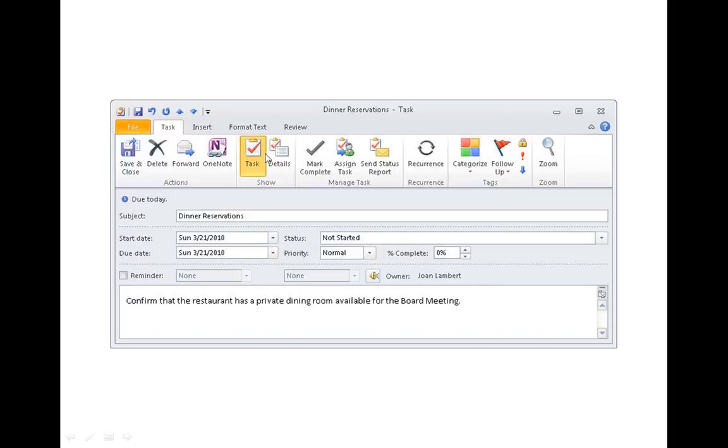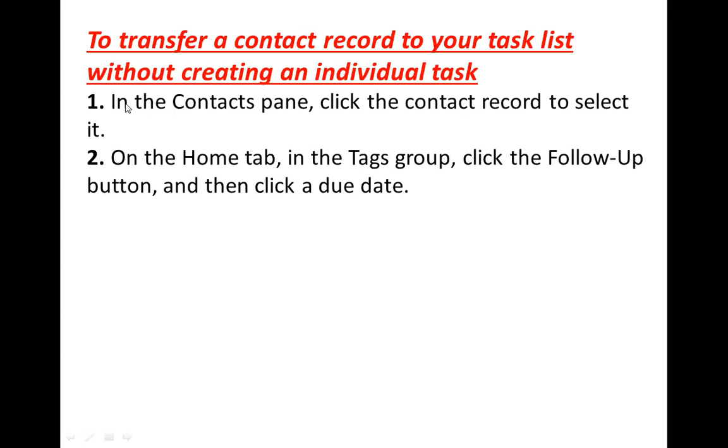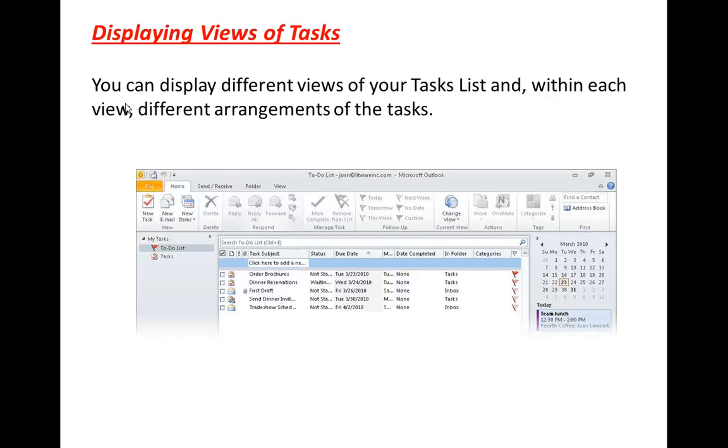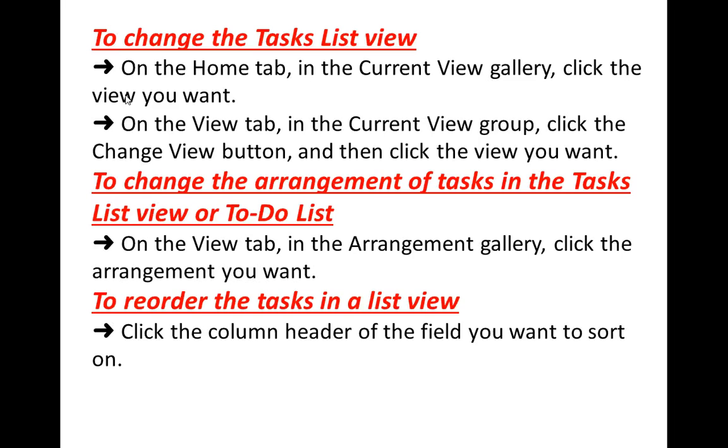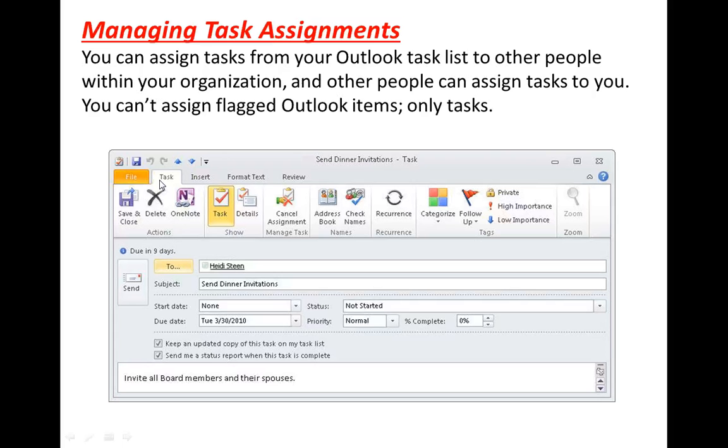This is the task window, this is the task button. You can create the task by choosing the following options. Then how to transfer a contact record to your task list without creating an individual task. Then how to display the view of tasks, how to change the task list view, how to change the arrangement of tasks, how to reorder the tasks in a list view. Then how to manage the task. Till now we have discussed how to create, but now how to manage the task.